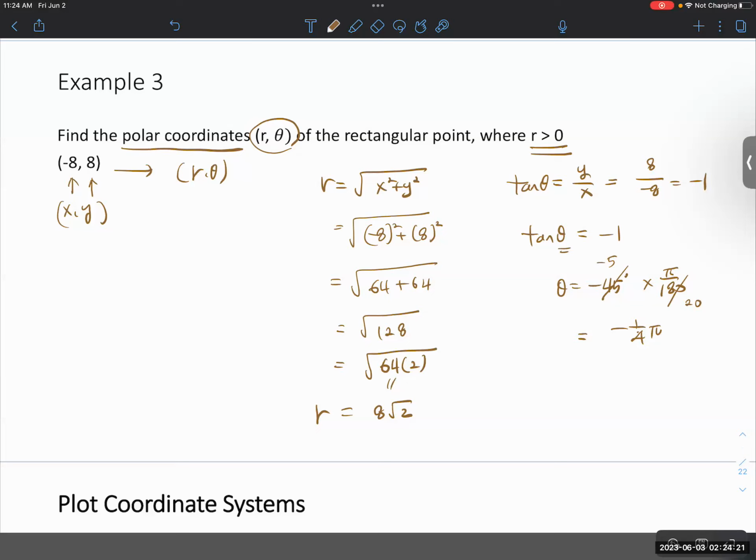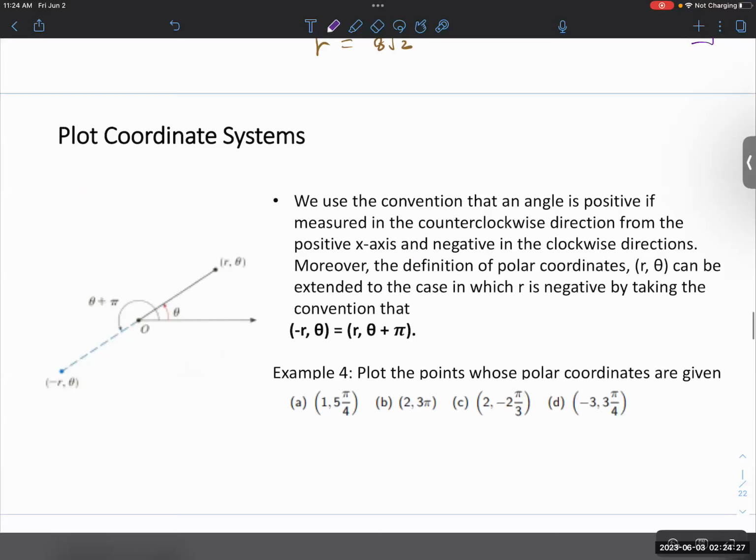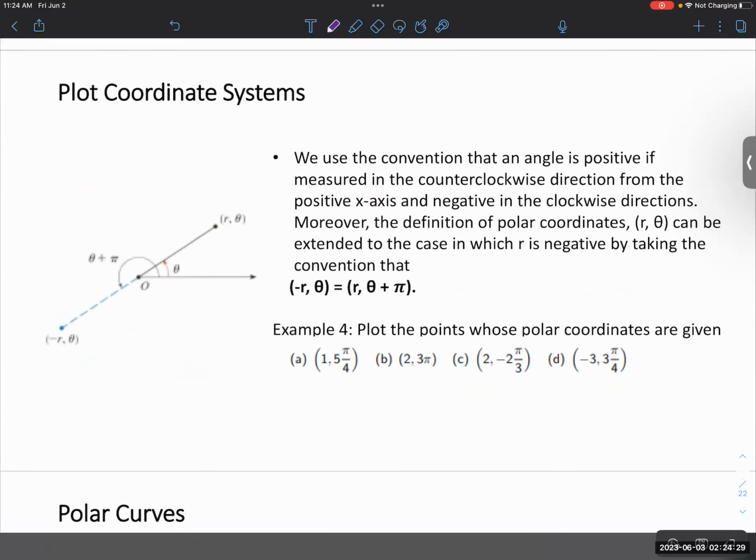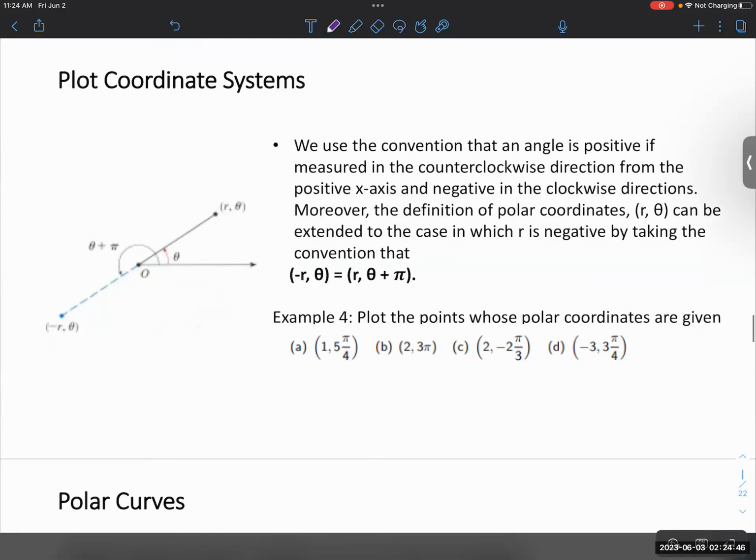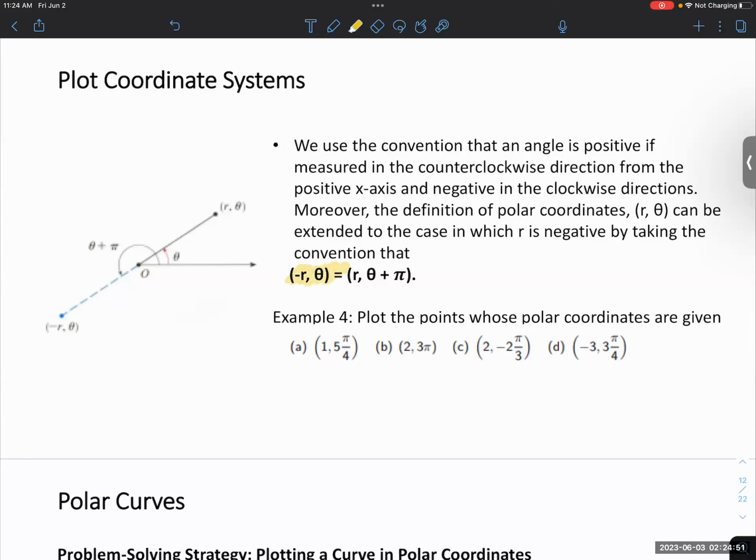Now I'm going to move on to the second topic. Okay. So far we talked about how to convert back and forth. One more thing we need to know. One thing I want to share is a characteristic of the polar coordinate system. This is going to be very interesting. Just remember, negative r comma theta is going to be the same as r comma theta plus pi. I will show you what this means by looking at the following example.